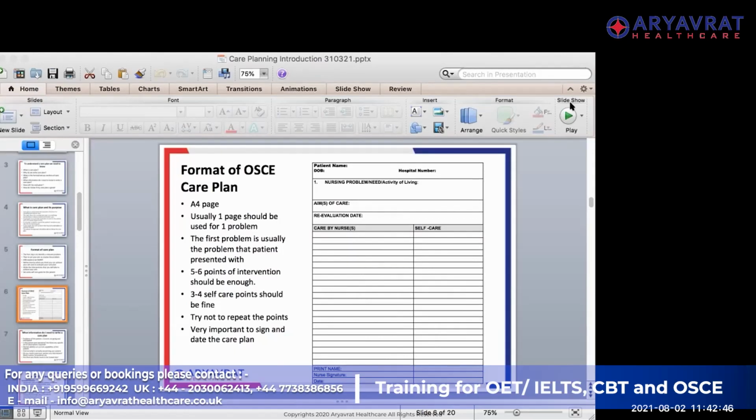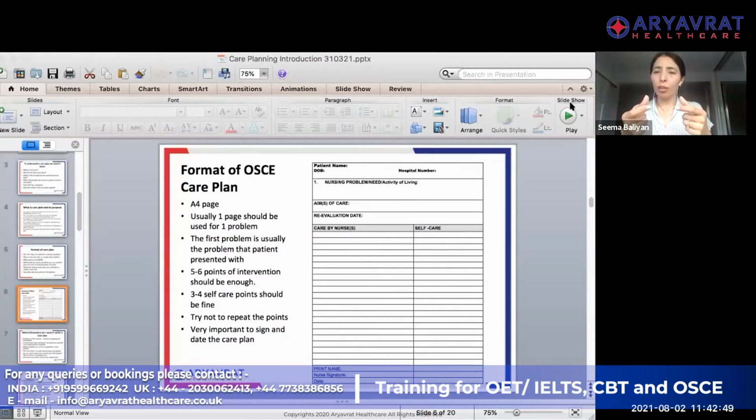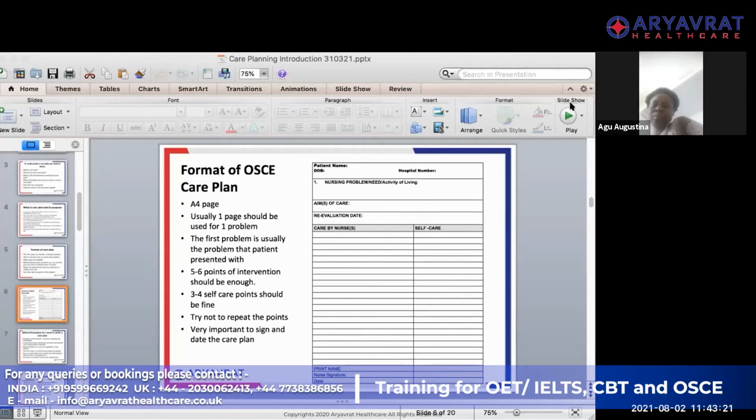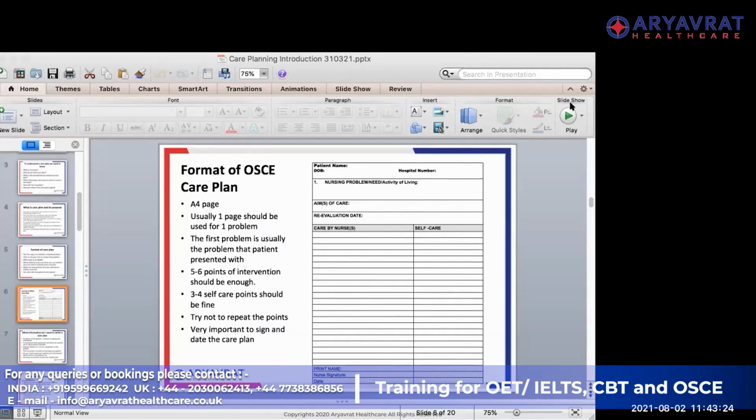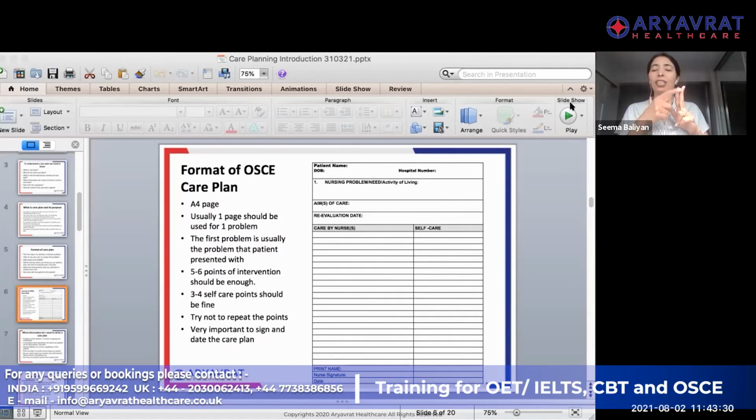So whatever the problem is, your aim is to resolve the problem. Whatever evidence you gave to show that that is a problem, you can use the same evidence to show that that problem is not a problem anymore, or that it is reduced now, or it has got better. Now, the aim of anything should be SMART. With SMART, what I mean is that S is for specific. M is for measurable. It should be measurable. A is for achievable.